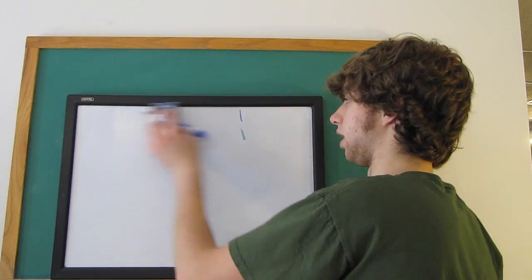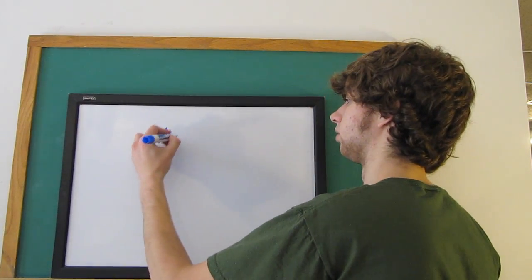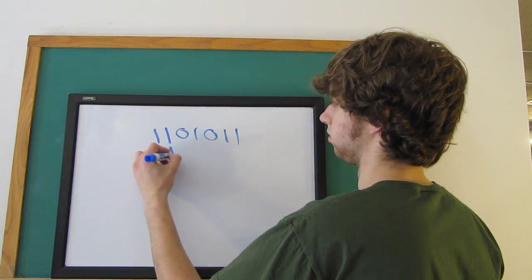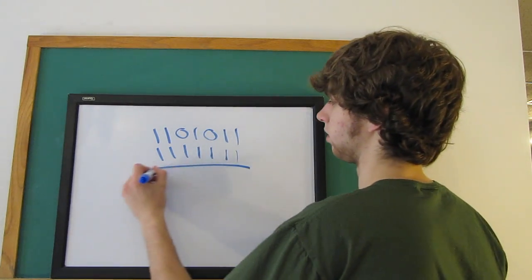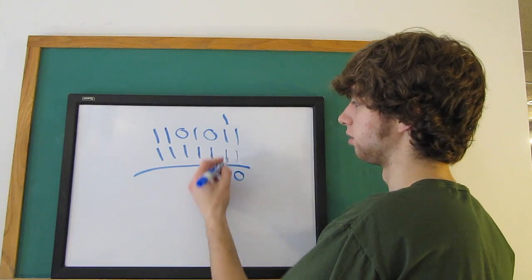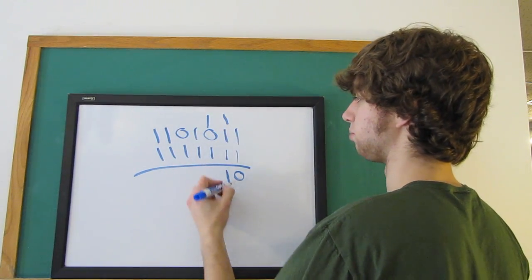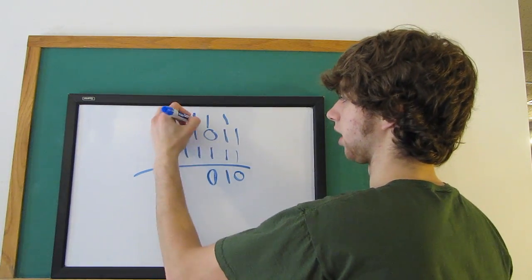So if we try a binary number, let's try, and then we have 1. So now this is a big number. Here we have 2 1s, so we carry a 1, drop a 0. Here we have 3 1s, so we carry a 1, drop a 1. Here we have 2 1s, drop a 0, carry a 1.